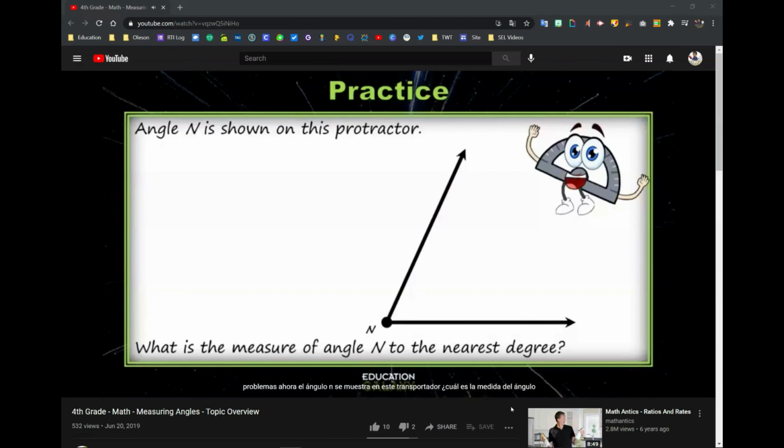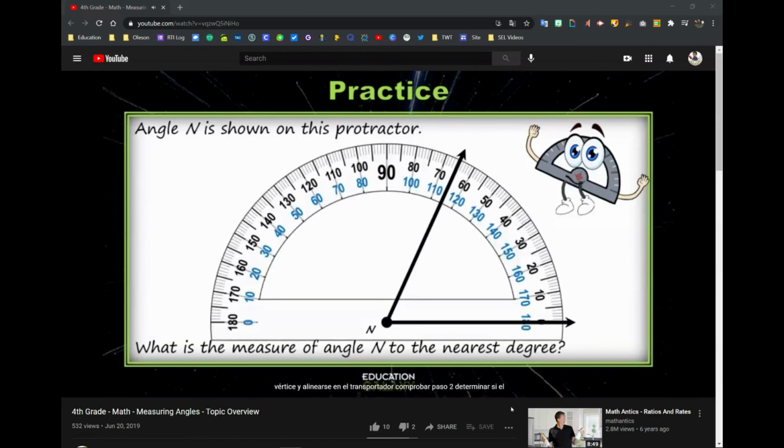Angle N is shown on this protractor. What is the measure of angle N to the nearest degree? Well, step 1, place the protractor's center on the vertex and line up on the protractor. Check. Step 2, determine whether the reading is on the inside scale or the outside scale. Well, let's see. The ray is pointing to the right, and the scale that starts at the right is the outside scale. So that means I'm looking at the outside reading.